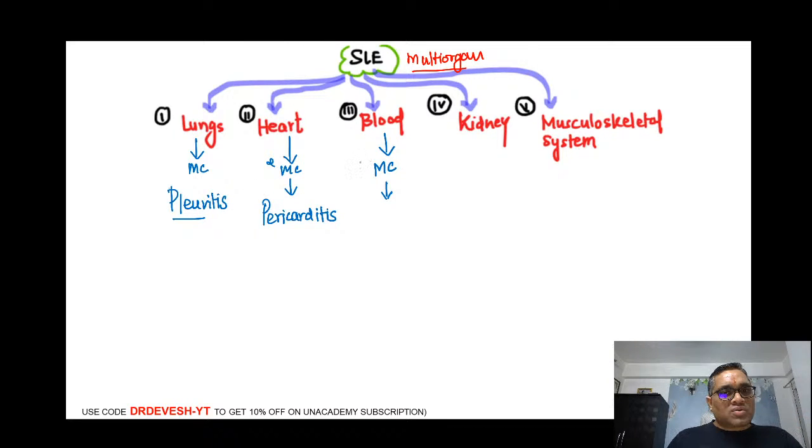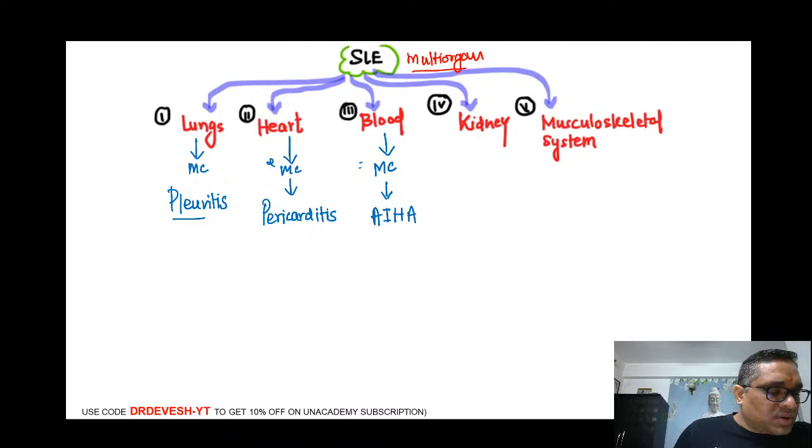So when we talk about the blood, remember in blood there are all types of autoimmune conditions: autoimmune granulocytopenia, autoimmune thrombocytopenia, autoimmune hemolytic anemia. Out of these three, most commonly it is autoimmune hemolytic anemia, right? So autoimmune hemolytic anemia is most common.